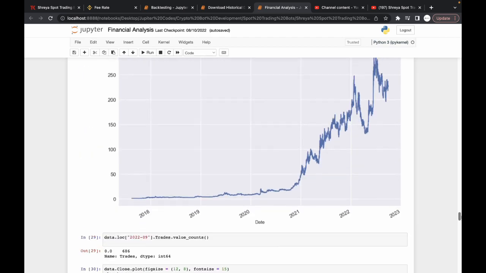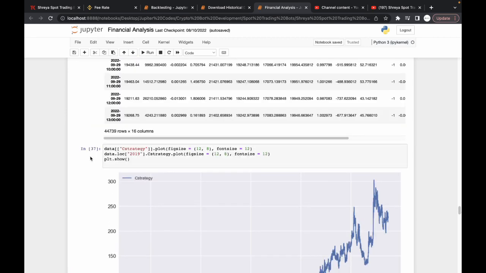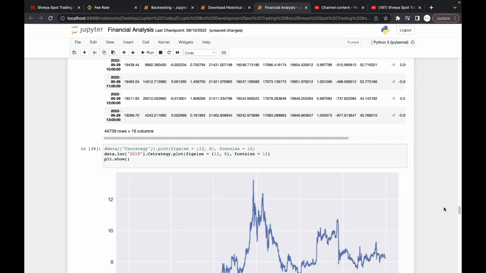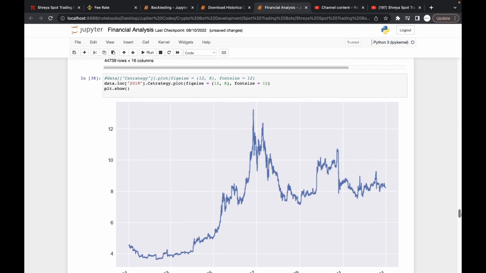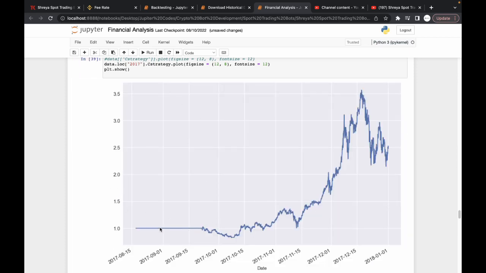If we look at the cumulative returns from 2019, let's just do that here. Let's look at the cumulative returns. I'm just going to change this to C strategy. So let's cancel this and copy this out. Okay, so for 2019, you can see the returns here. All right, let's just go from 2017. In 2017, you can see when it was listed. This was when it was listed on Binance.